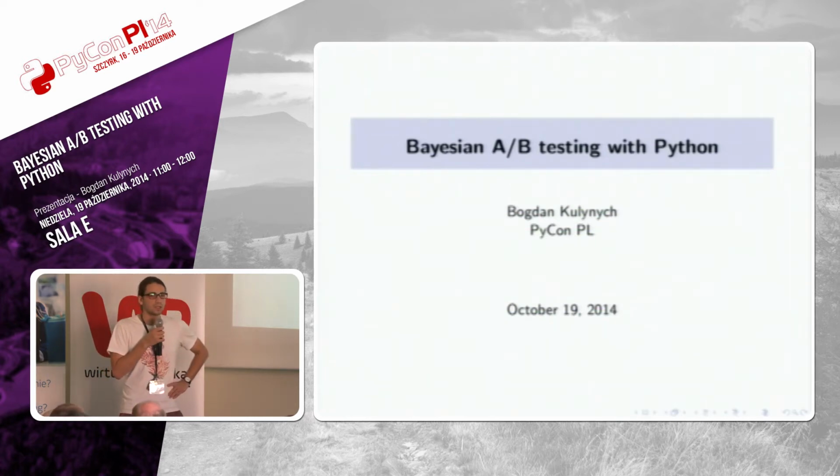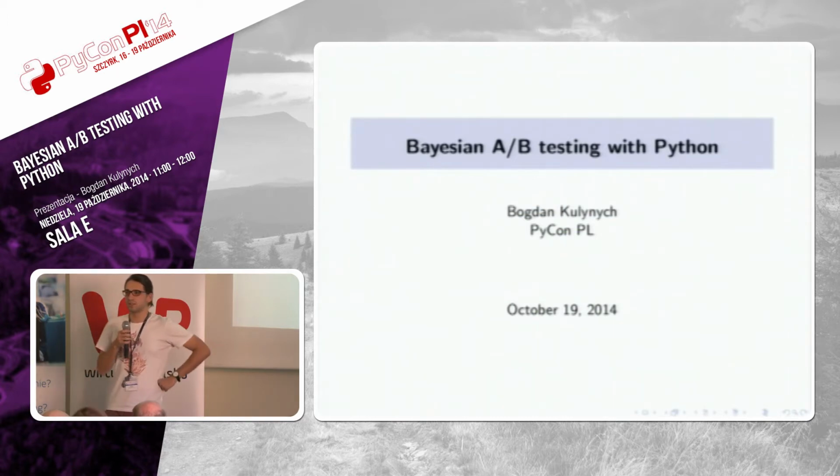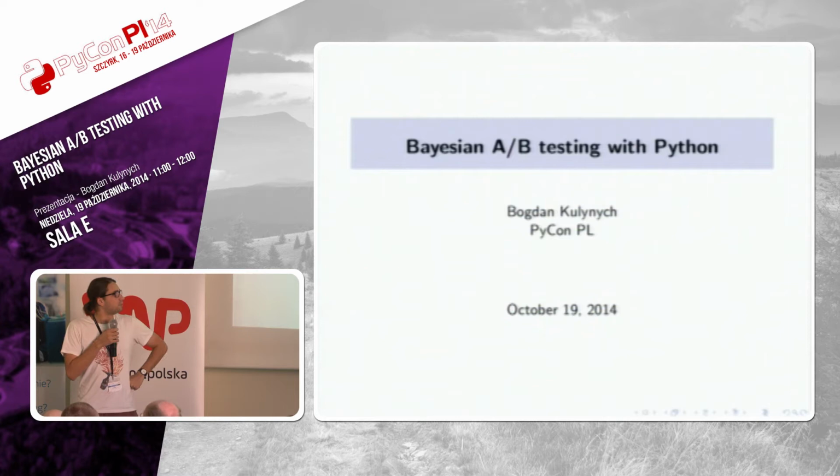I won't be telling how you implement A/B testing in your Django applications, because I don't know Django. I will be talking about the theory behind it, about mathematics. So is it many of you? Do you know that it's going to be a lot of mathematics? Okay. So I'll be talking about the mathematics behind it.